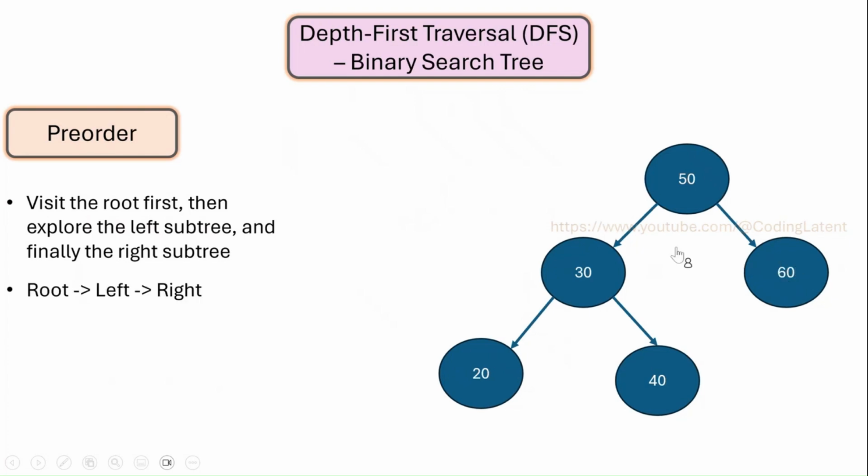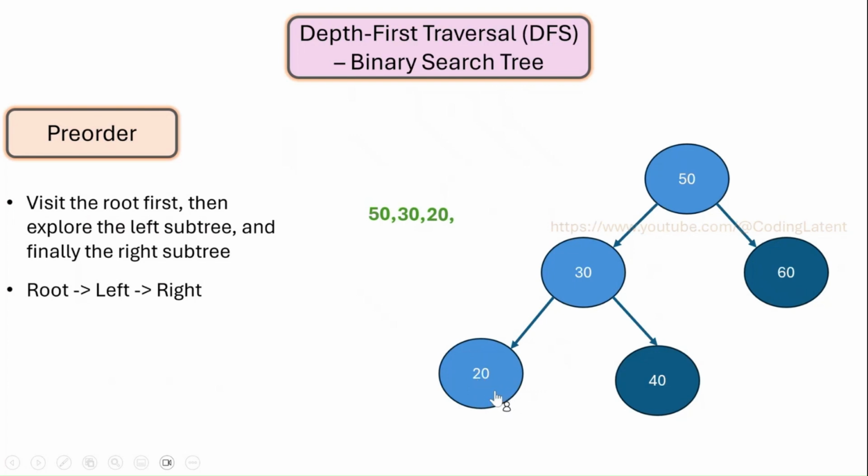Let's understand with this example. For this whole tree, 50 is the root. So we visit the root, which is 50, and then go to the left side. For this left subtree, 30 is the root. So we visit the root 30 and then go to the left side of it, which is 20. For this subtree, 20 is the root. So we visit the root. Now there is no left subtree, so it will go to the right side. There is no right subtree.